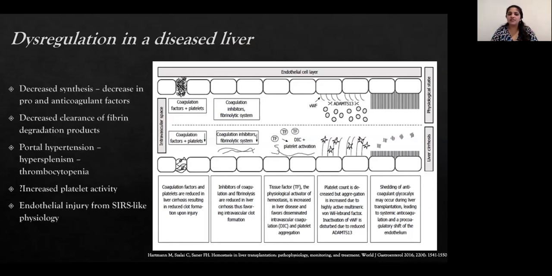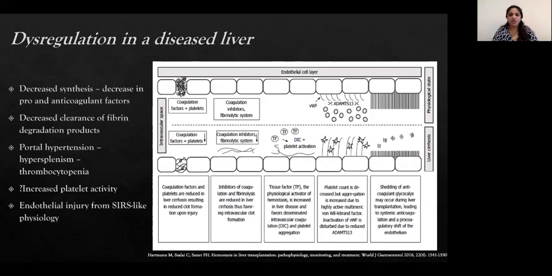Then there's decreased synthesis of everything, pro and anticoagulant factors. There's also portal hypertension, hypersplenism, thrombocytopenia. There's some thought that even though the platelets are decreased, their activity is increased. It's not clearly studied or proven, but there's that thought. And then, of course, you have this endothelial injury, which releases all your von Willebrand factor, factor 8, which can also change the balance. So it is a pretty complex system and gets very dysregulated when your liver is not functioning well.